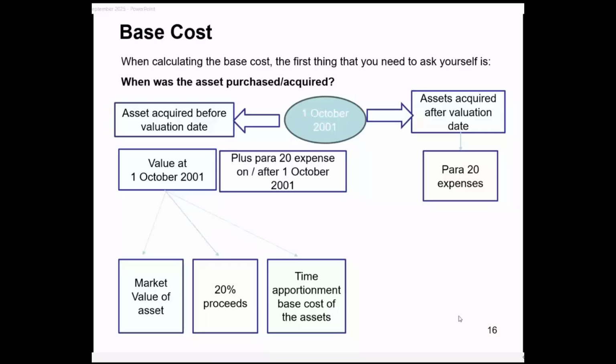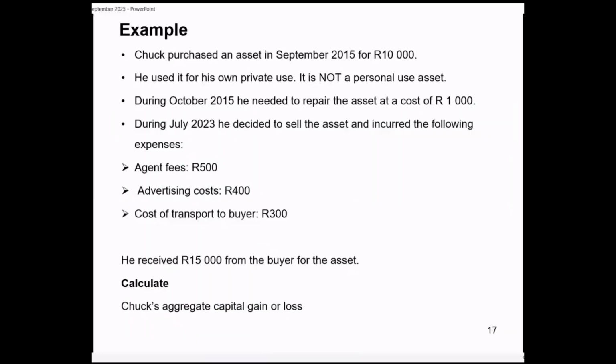The asset was purchased in September 2015 for 10,000. He used it for his own private use. During 2015, he needed to repair it at a cost of 1,000. During July 2020, he decided to sell the asset, which is the 2024 year of assessment, and he incurred the following expenses: agent fees, advertising cost, cost of transport to the buyer. He received 15,000 from a buyer for the asset.